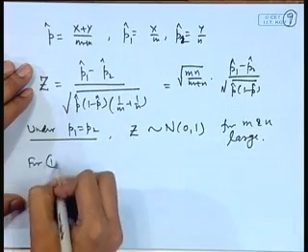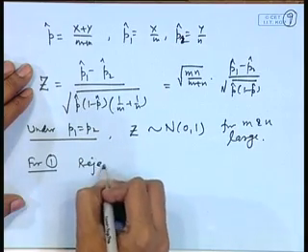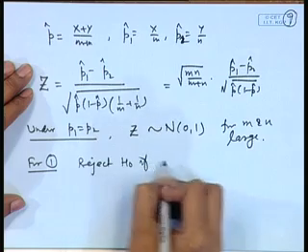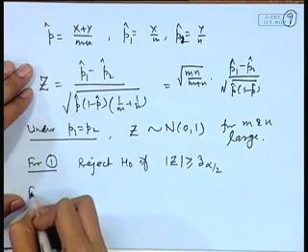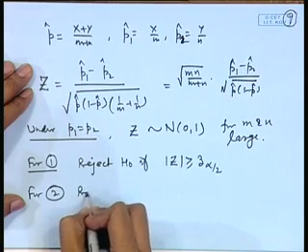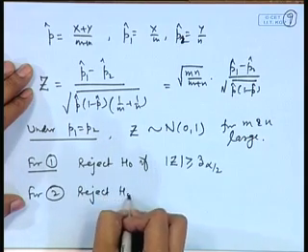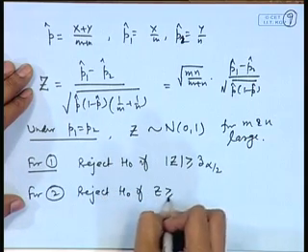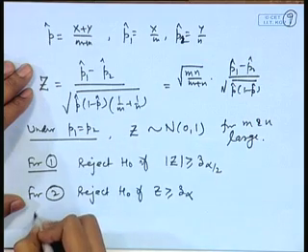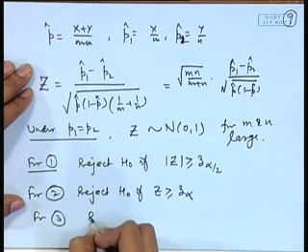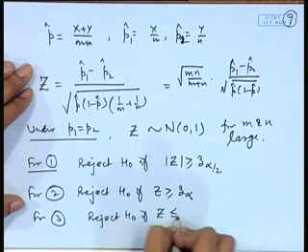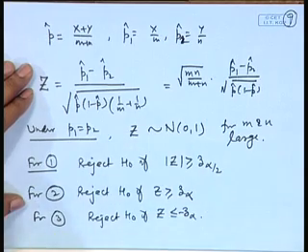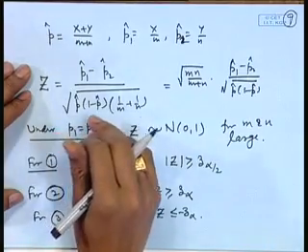For 1, reject H0 if |Z| is greater than or equal to z_{α/2}. For 2, reject H0 if Z is greater than or equal to z_α. For 3, reject H0 if Z is less than or equal to −z_α. So, this is an approximate test.